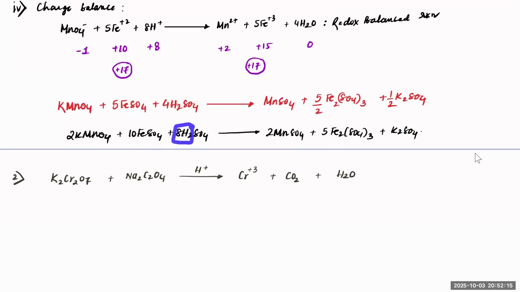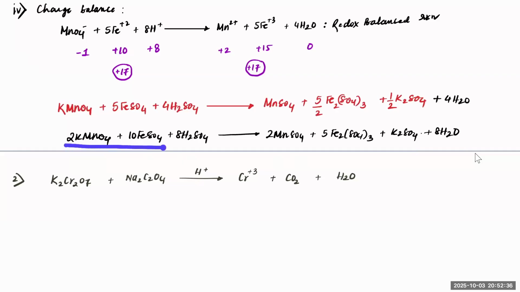Here there are 8, how many we have? 8 to the 16, 16 hydrogens. That means here it should have been how many? 4 H2O should have been present. So here we should have 8 H2O. Okay. So you can see now the oxygen is also balanced.